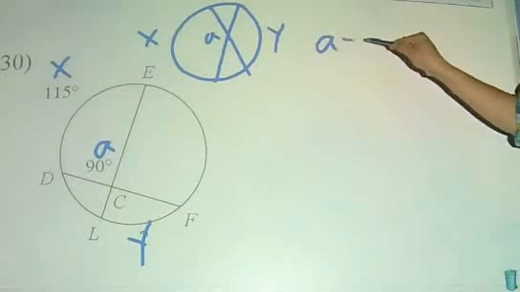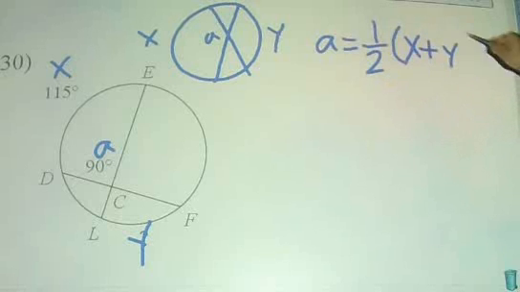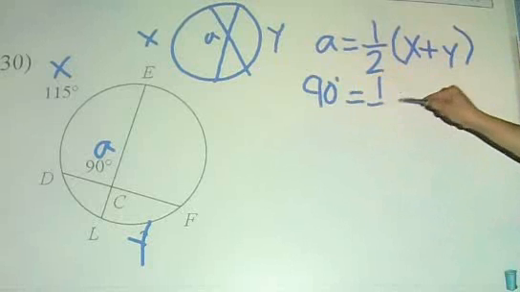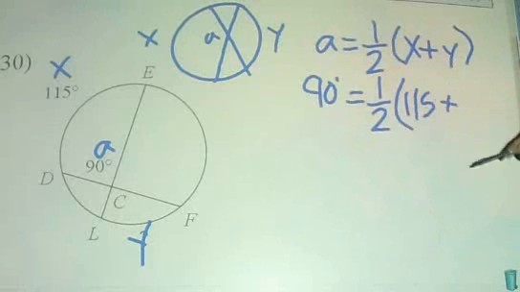So we're going to have to do our step where we double both sides this time. So we're going to plug in A is 90. We're going to plug in 1/2 right here. X is 115, and Y is Y. That's what we're trying to find. So like I said, the easiest way to do this is to double both sides.